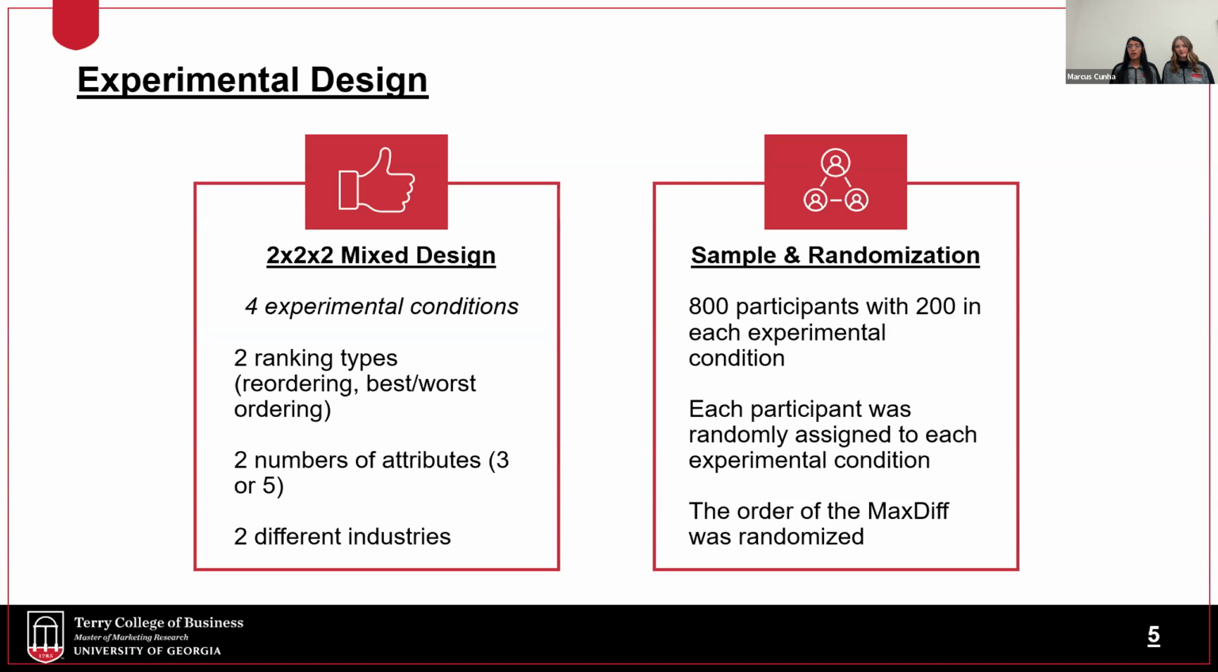So talking a little bit more about our sample and randomization, in terms of the sample, we had a total of 800 participants and 200 within each experimental condition. Once the respondents were qualified into our survey, they were randomly assigned to one of the 4 experimental conditions. And then the order of the max diff was randomized. So whether they saw the max diff on the flights or the air travel, or whether they saw the one about dining at restaurants first, that aspect was randomized.